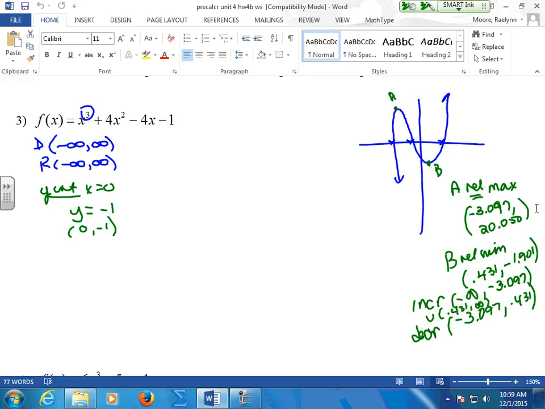Now, when I find my x-intercept, here's my problem. I set y equal to 0.